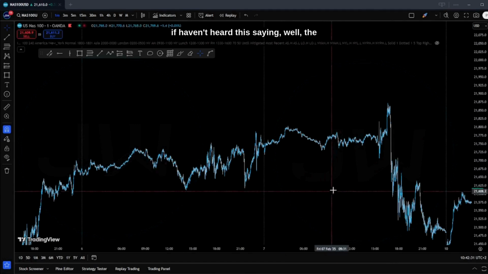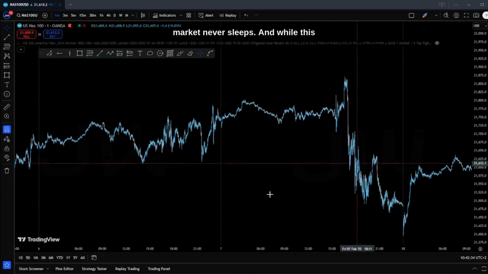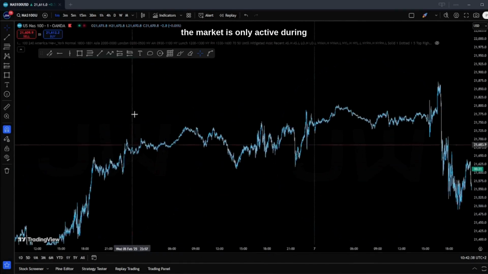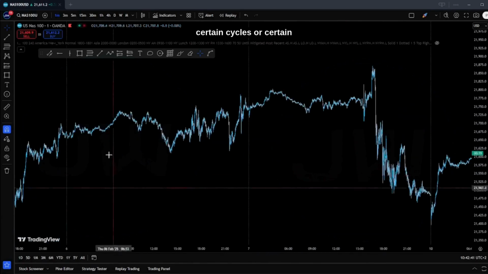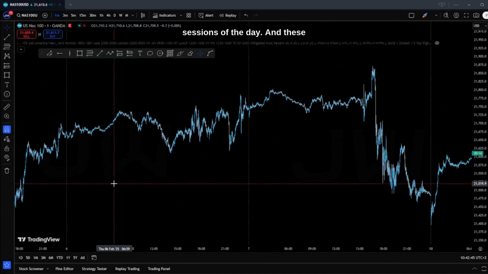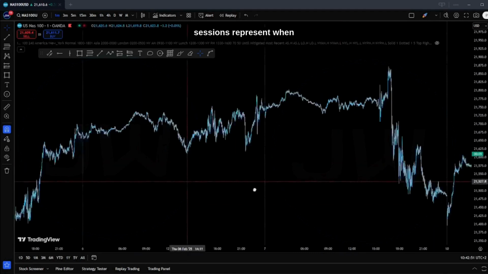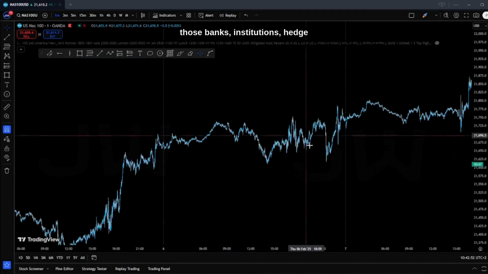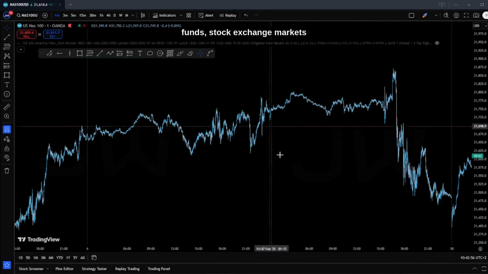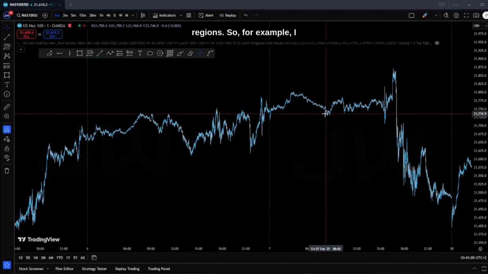So if you haven't heard this saying, well, the market never sleeps. And while this is true, we know that the market is only active during certain cycles or certain sessions of the day. And these sessions represent when those banks, institutions, hedge funds, stock exchange markets are active in those regions.